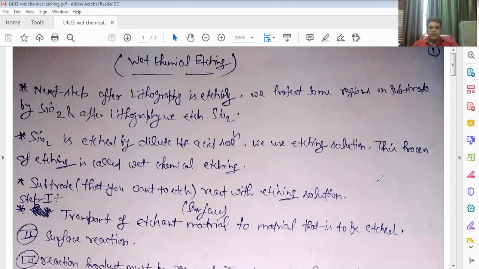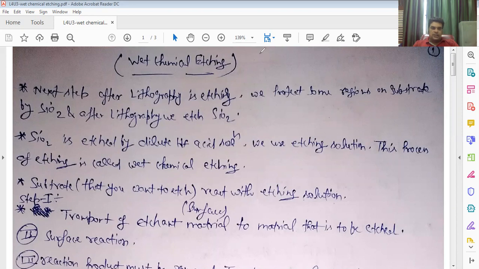Whatever surface or substrate we want to etch, it reacts with the etching solution. So we use etching solution in case of wet chemical etching. As the name suggests, the etching solution is used to etch a particular surface. So this process of etching is called wet chemical etching. Dry chemical etching is also there, we will discuss it in subsequent sessions. But in this lecture, we will discuss wet chemical etching.